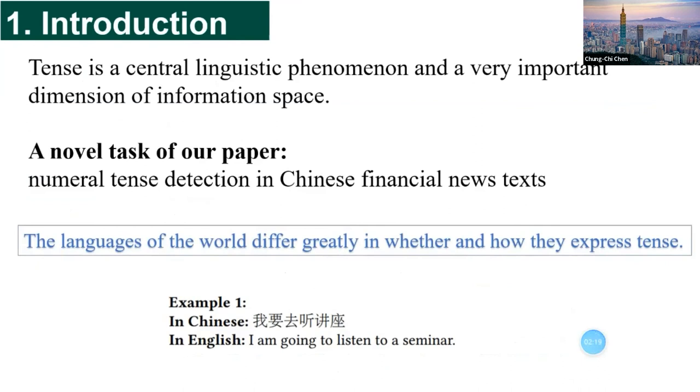From example 1, we can learn that languages differ greatly in whether and how they express tense. Chinese cannot express tense intuitively at the grammatical level like English and other inflectional languages, and it generally uses adverbs and auxiliary words, which we call tense operators, to express tense.